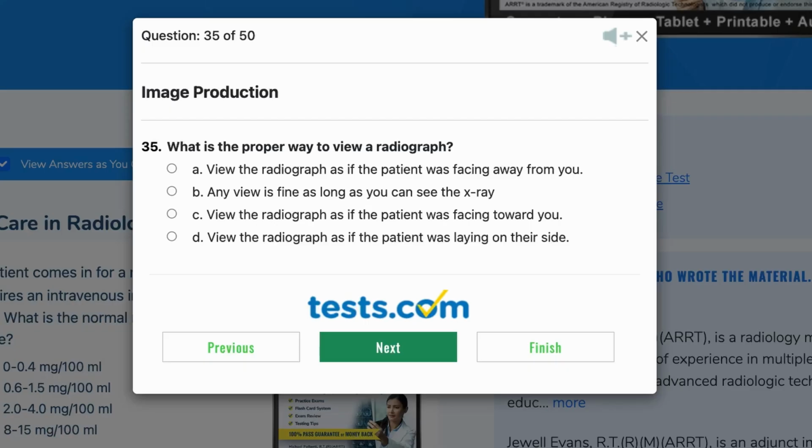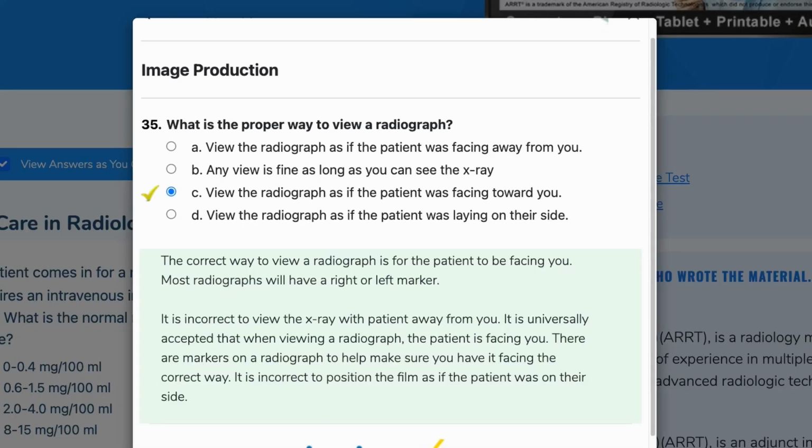Question 35. What is the proper way to view a radiograph? A. View the radiograph as if the patient was facing away from you. B. Any view is fine as long as you can see the X-ray. C. View the radiograph as if the patient was facing toward you. D. View the radiograph as if the patient was laying on their side. C. View the radiograph as if the patient was facing toward you.